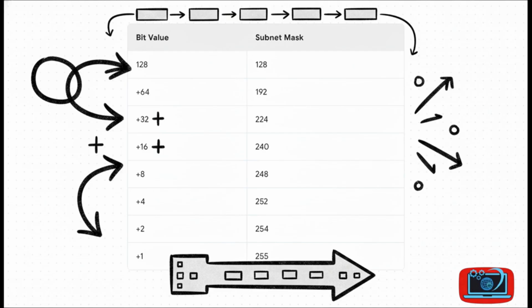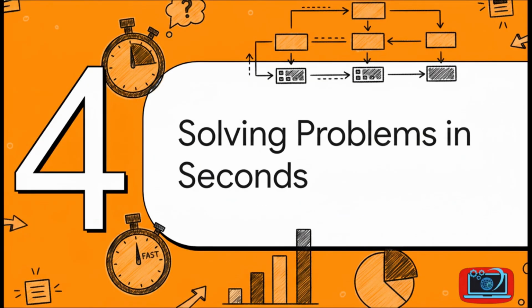And you just keep doing that all the way down. That's it. The whole chart is built. Okay, chart's built. Now for the fun part. Let's see this thing in action. We're going to throw a real exam-style question at it and watch how fast we can get the answer.